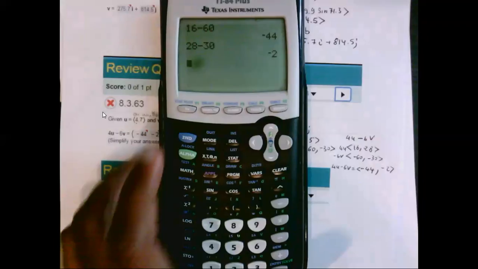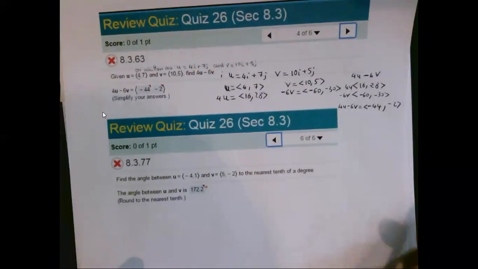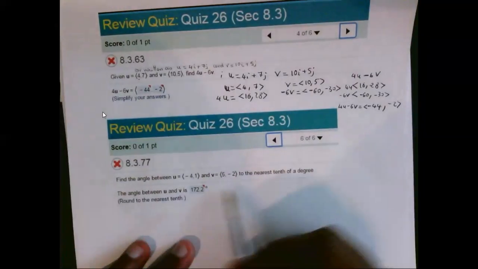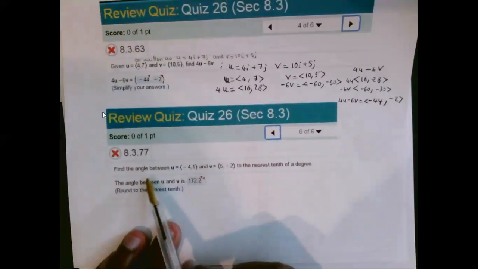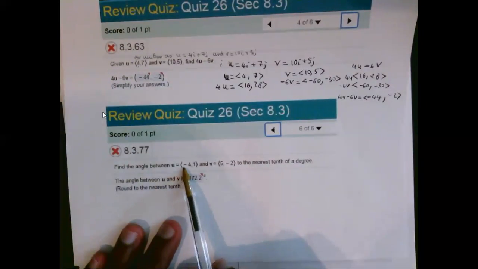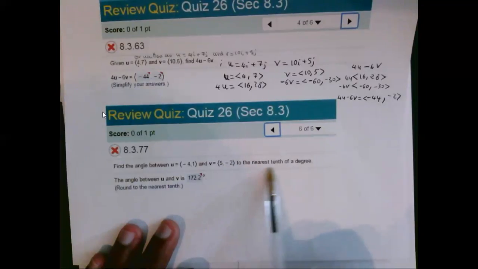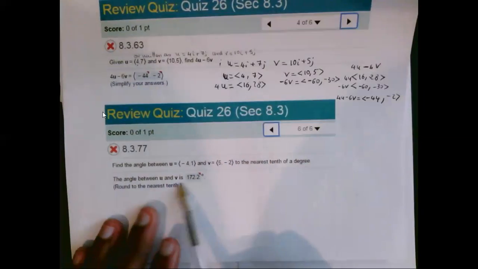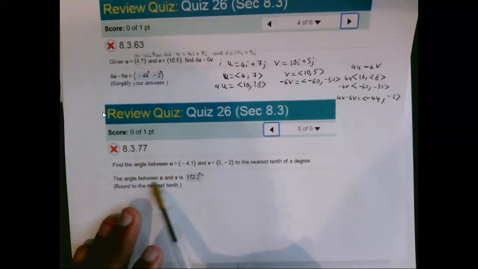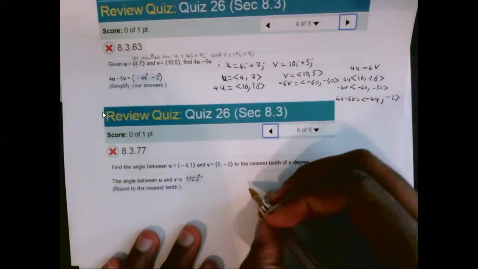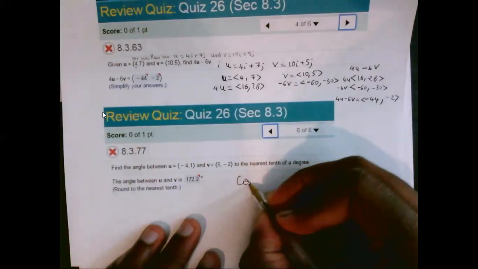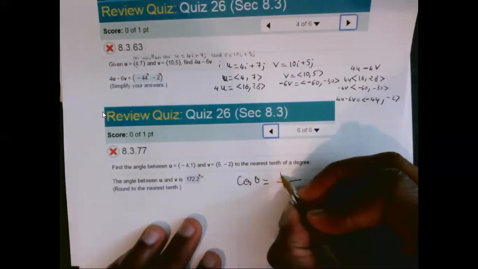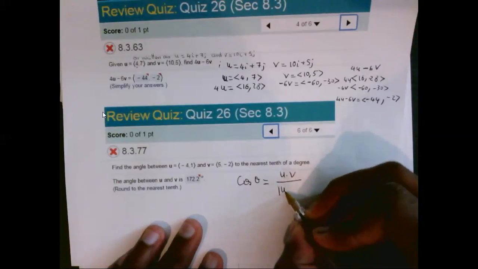Now for the last question, I'm not going to go over it in detail because I think we did something similar. Let's say find the angle between u, negative 4, 1, and v, 5, negative 2, to the nearest tenth. The formula relating angle and vectors is cosine theta equals u dot v over the norm of u times the norm of v.